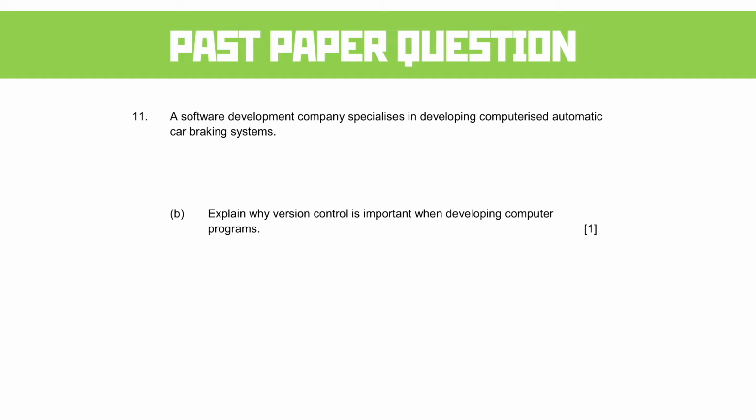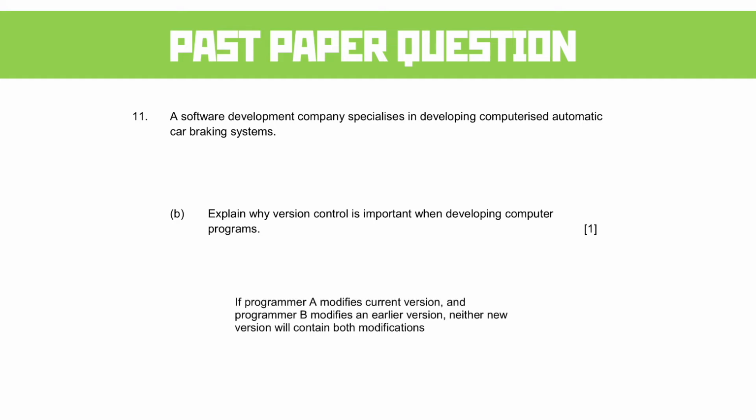All right, well, version control is important because if programmer A modifies the current version and programmer B modifies an earlier version, neither new version will contain both modifications. With version control, we could merge both those modifications into a single file that contains all the new stuff. That's important why we check in and check out our work, and why that video I showed you shows the differences between the files.